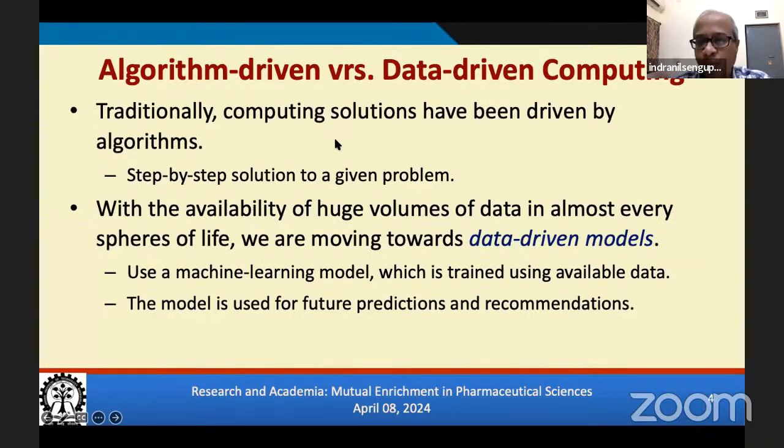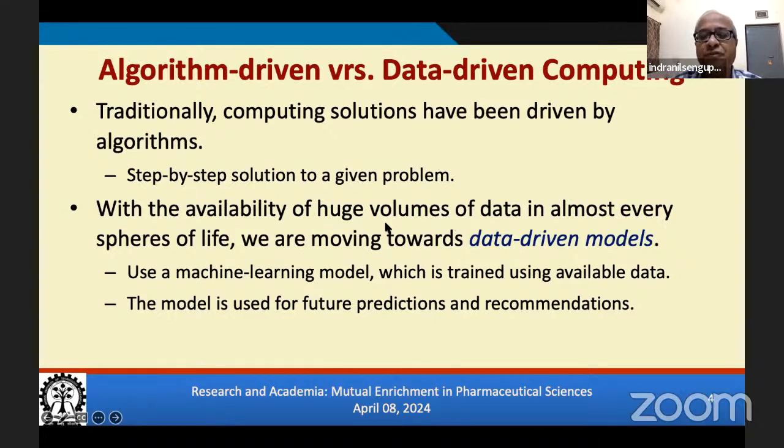This mode of operation can be referred to as algorithm driven. There is an algorithm, and we are using that algorithm to try and solve the problem. But today, this scenario has changed a lot. Today, in addition to problems that we want to solve as we used to do earlier, we have a different kind of scenario.